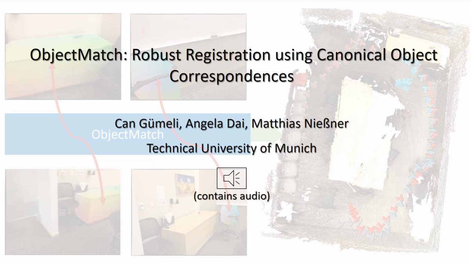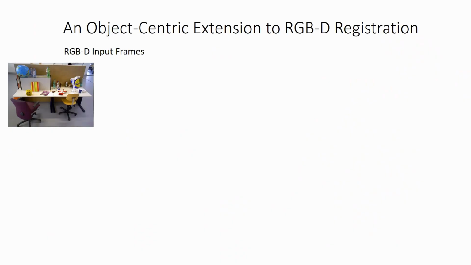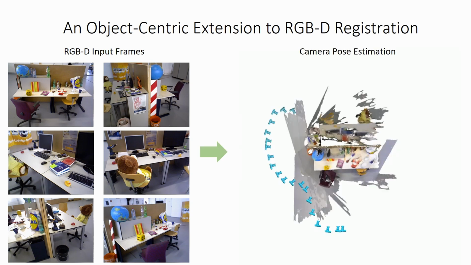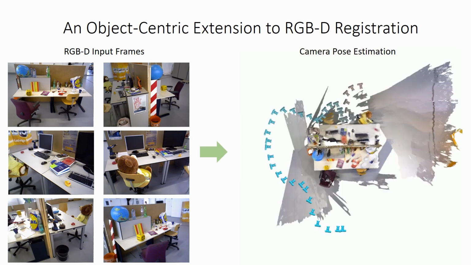We present ObjectMatch, robust registration using canonical object correspondences. ObjectMatch is a new semantic object-centric approach to camera pose estimation for RGB-D registration.